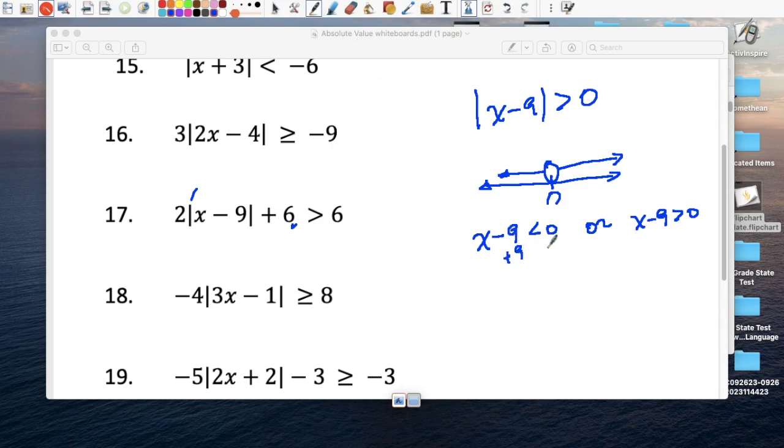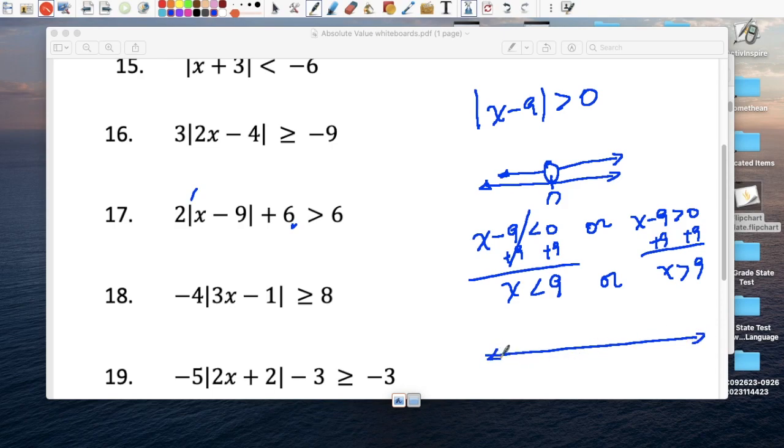Plus 9, the 9's go away, and x is less than 9. Or plus 9, and in this case we have that x has to be greater than 9. So let's graph that. Here's my 9. 9 is not included, so it's either going to be greater than 9 or less than 9.